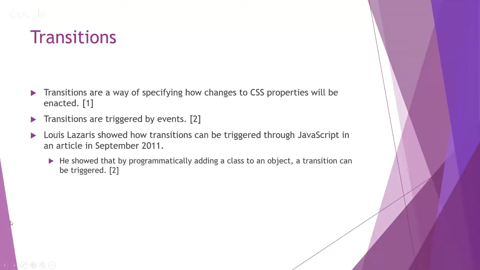Transitions are a way of specifying how changes to CSS properties will be enacted. So transitions are triggered by events. Because of this, Louis Lazare showed how transitions can be triggered through JavaScript in an article from September 2011. He showed that by programmatically adding a class to an object, a transition can be triggered.